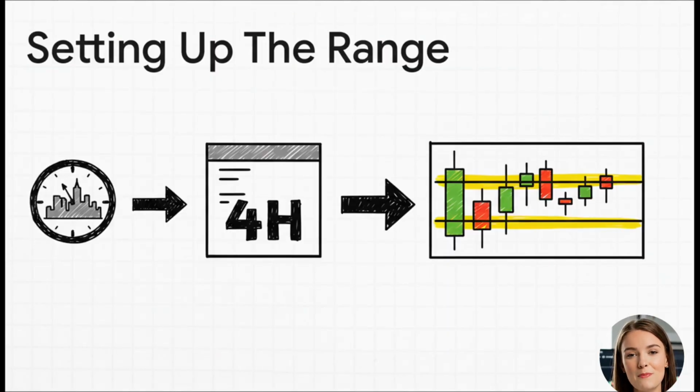Okay, now the setup here is critical, and you really can't skip any of these steps. First, you have to set your chart's time zone to New York time. That's super important to make sure you've got the right candle. Then, on that 4-hour chart, find the first candle of the day. And, this is key, you have to wait for it to fully close before you do anything. Once it's closed, you just draw a line at the high and a line at the low and extend them out. That's your battlefield for the day.